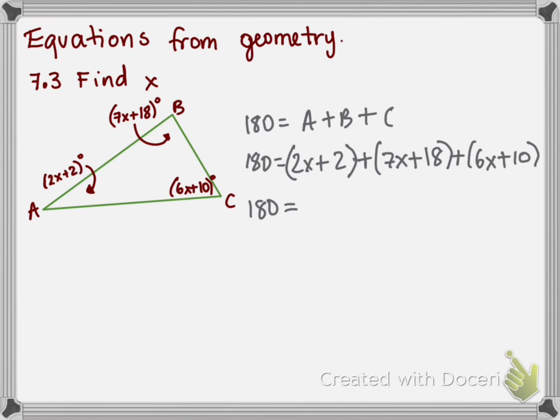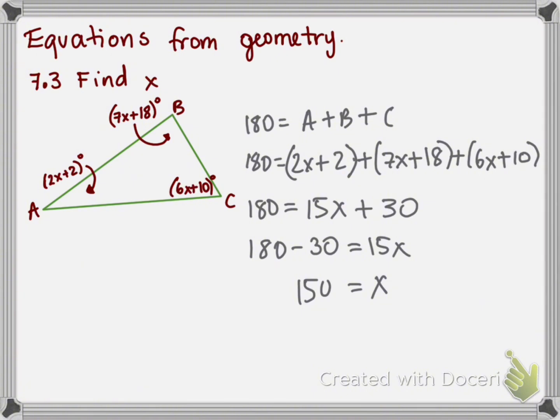So I add the 2x plus the 7x, 9x, plus 6x is 15x. And then I add the numbers, 2 plus 18 is 20, plus 10 is 30. And now we solve that equation as usual by passing the 30 to subtract and the 15 to divide. And so the answer will be 10. So that's the value of x.